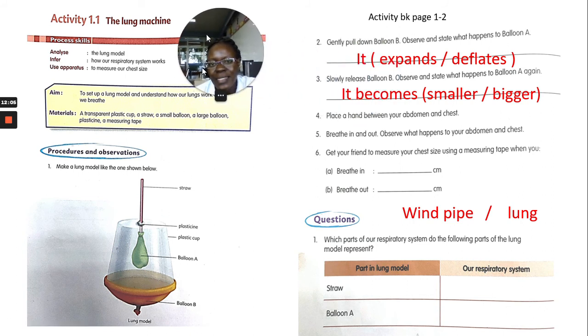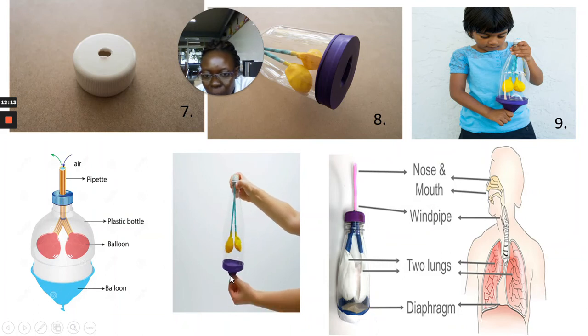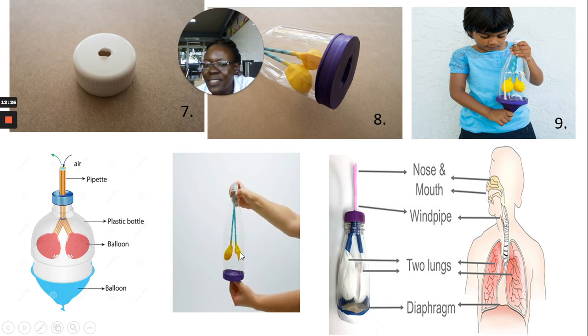Now like I said before, when you pull, here we have balloon B and balloon A. Let's go back and see. This is balloon B and balloon A. So what happened when you pull on balloon B? Balloon A becomes bigger, right? When you release it, it becomes smaller. It means that it deflates.